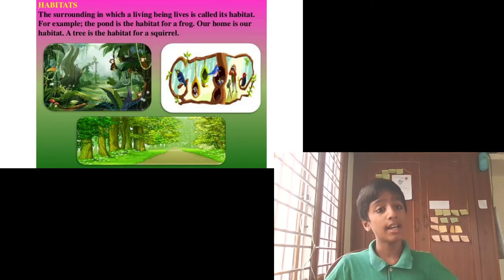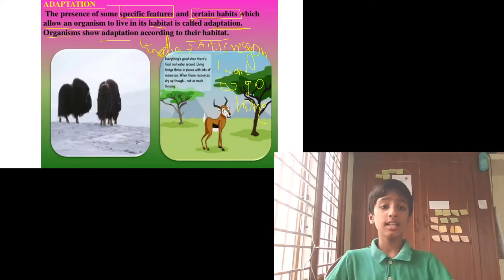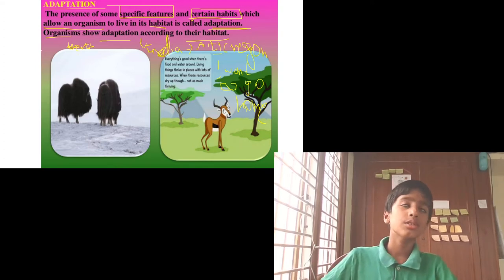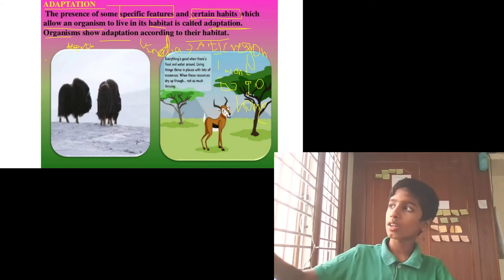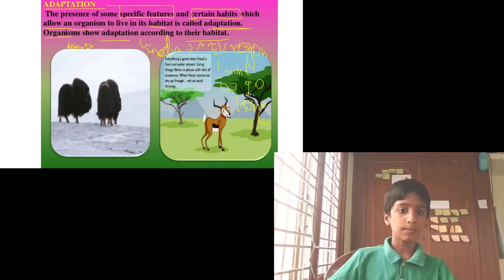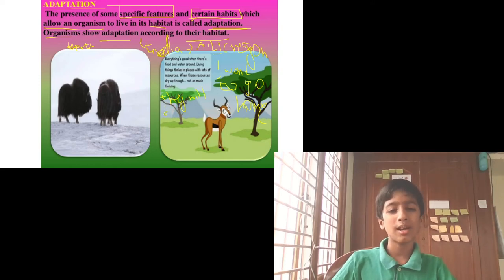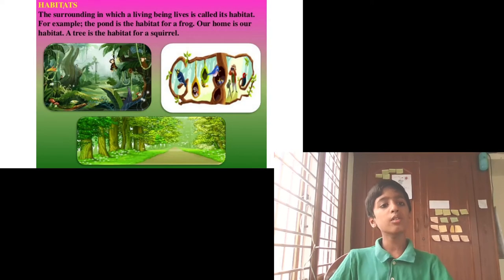Now comes the habitat. Another example, deserts, the camel. If you bring the camel to our place or our home, they will live, but the place will not suit their adaptation. They will be like, I don't want to live there, but they will live. They will not die.